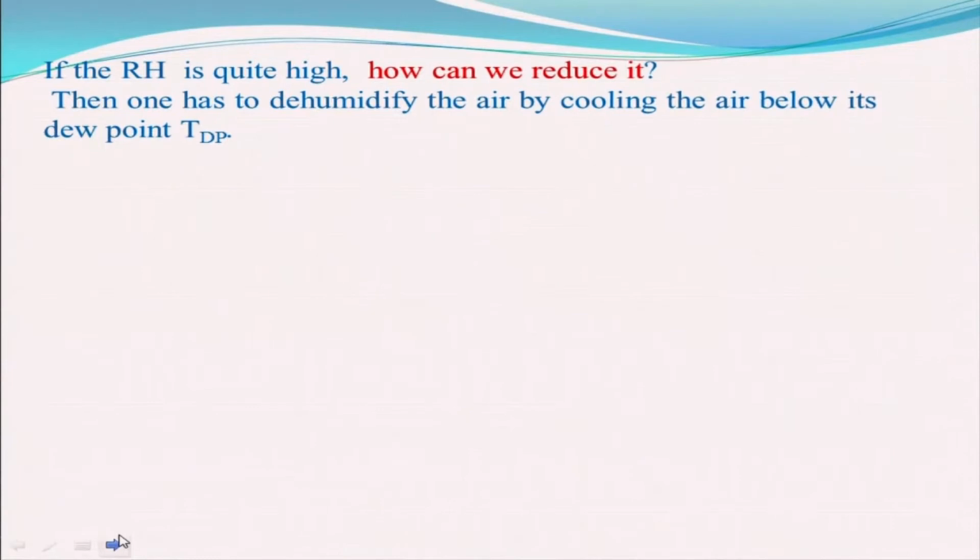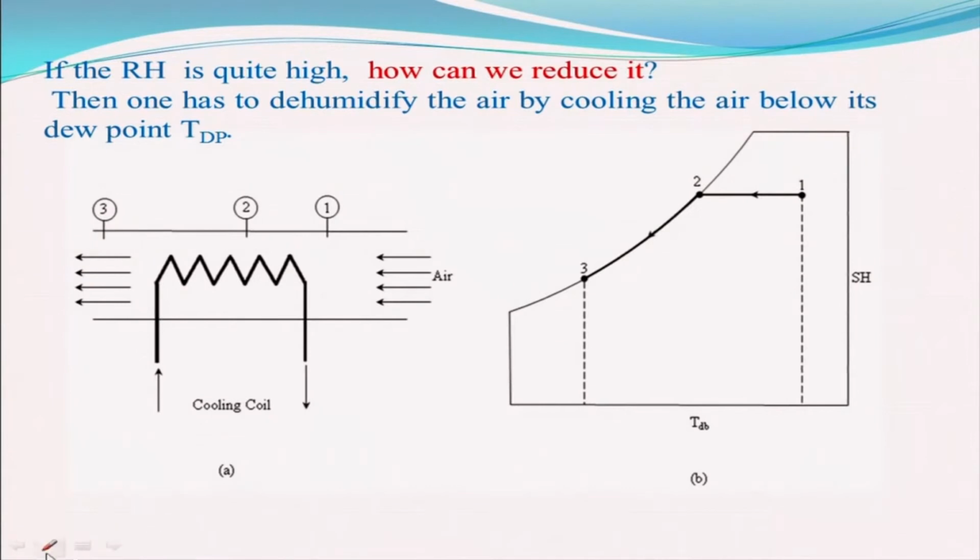It's a very simple answer that I already told you: we can dehumidify air by cooling the air below its dew point temperature. So you can think of using a cooling coil here, which will be at low temperature, and this will be at high temperature. Then what will happen? You are here, and when you cool it, you will come to this point, that is your dew point. After that, the relative humidity will be 100% at this point.